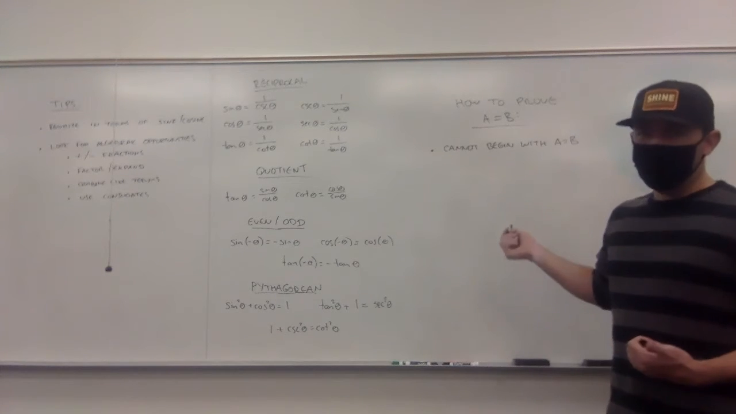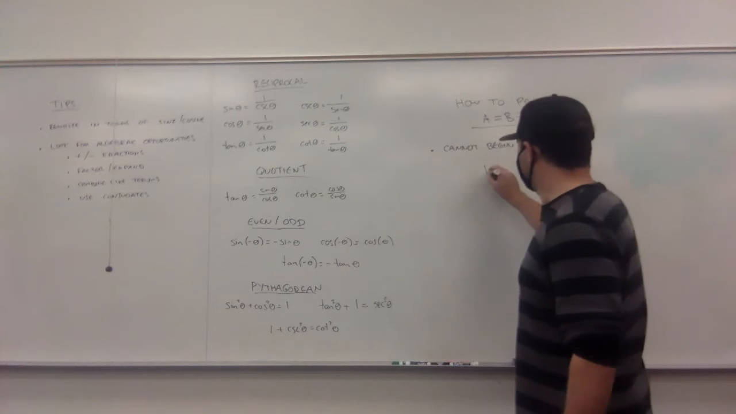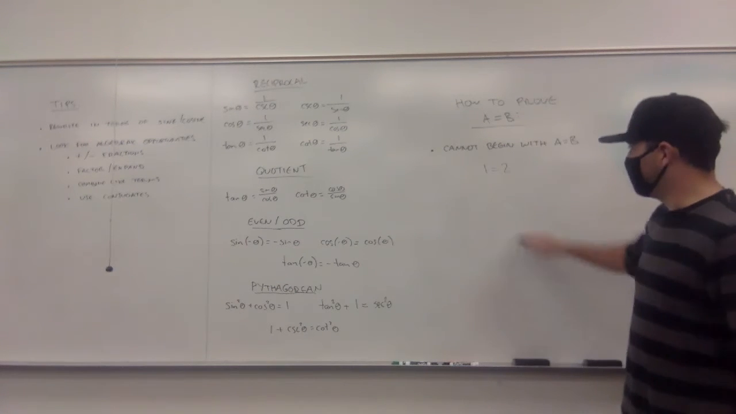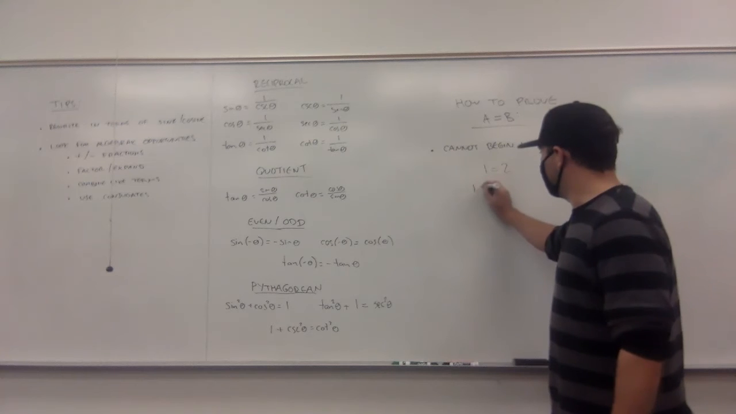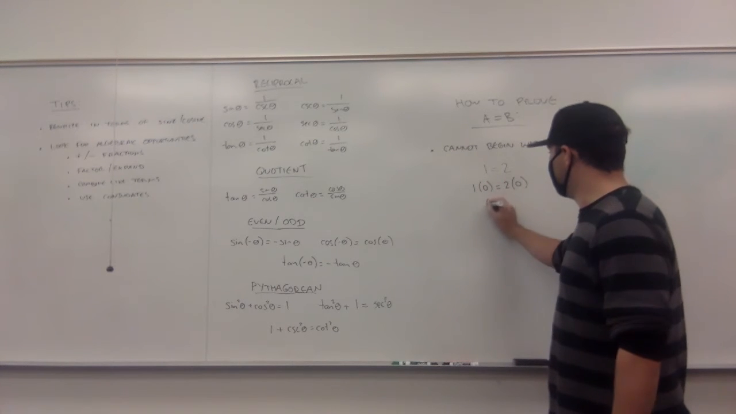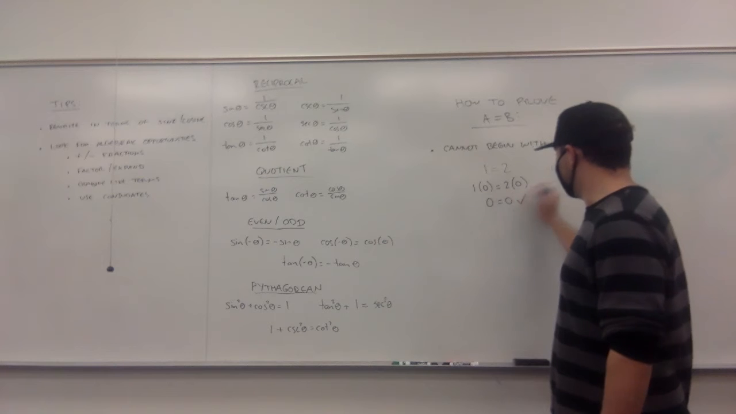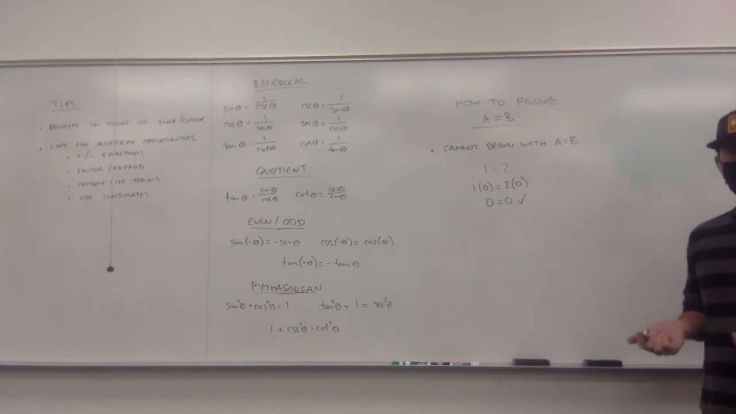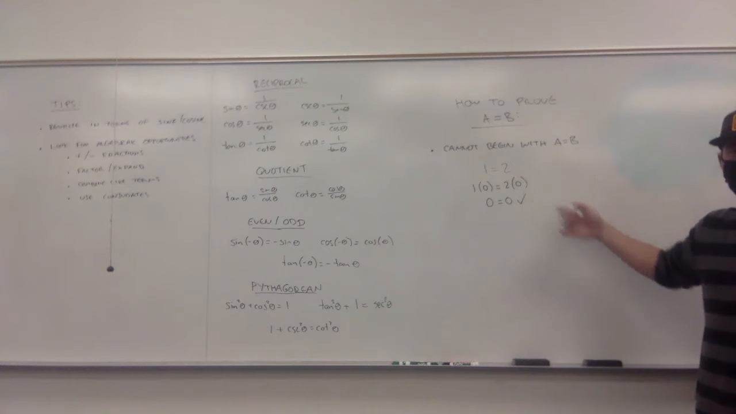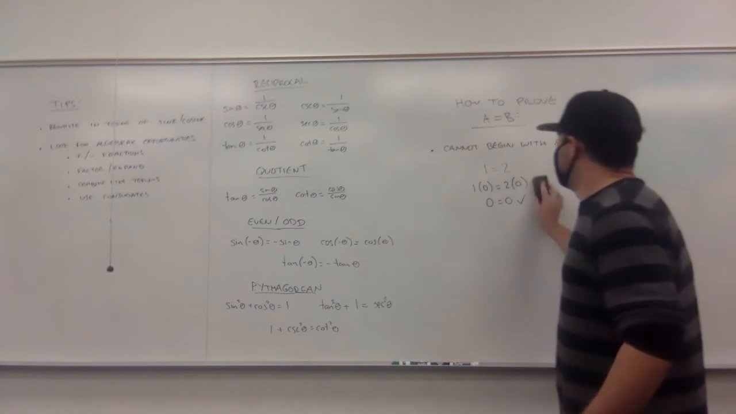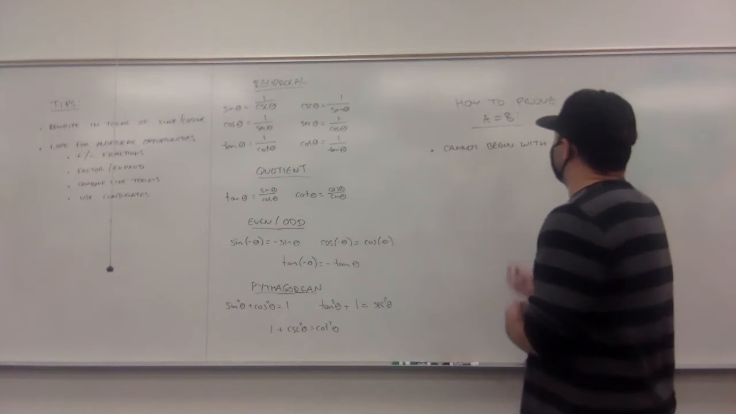As an example, if I wanted to prove 1 equals 2, which is clearly false, this would not be a good proof. Writing 1 equals 2, okay, well 1 times 0 equals 2 times 0, which means 0 equals 0, and that's true. It would be wrong to conclude that my original premise was true just because I turned my equation into something that was true. I can't do that in mathematics.